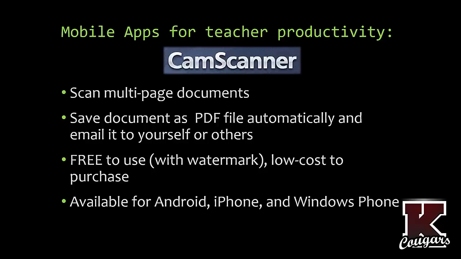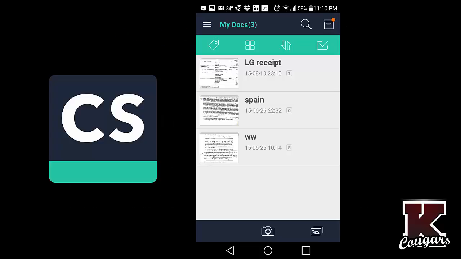But what CamScanner does is it scans the multiple page documents automatically for you. It saves them as a PDF file, and that allows you to then send the file. Now this is free. If you use the free version, it does put a small watermark at the bottom, which isn't very intrusive, but it is low cost to purchase as well. I believe about $3. And it's available for Android, iPhone, and Windows Phone. I use the Android version. I have tried the iPad version. It works just fine as well. So highly recommended. Let me show you what it looks like on Android.